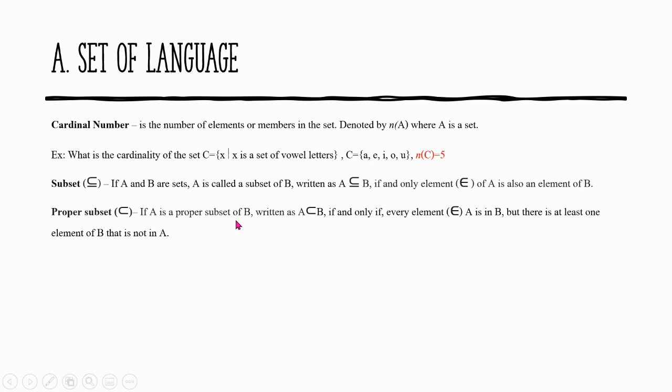A proper subset is where, take note of this symbol, there is no line below. So this is a proper subset. It is written as A is a proper subset of B if and only if every element of A is in B, that contains all the elements of A in B. But there is at least one element in B that cannot be found in set A. That is a proper subset. That means all of the elements in A can be found in set B.